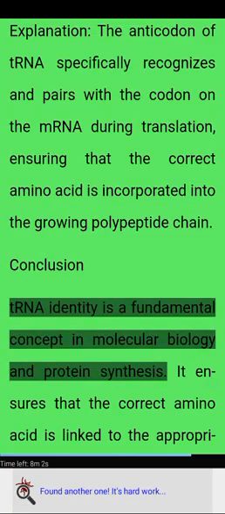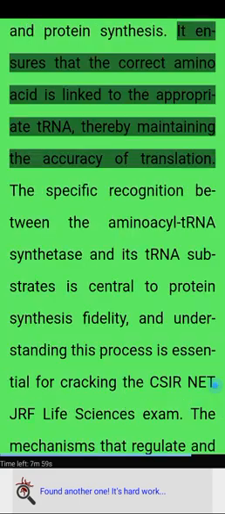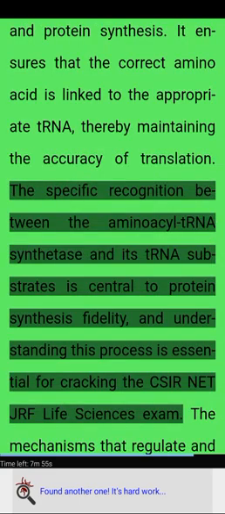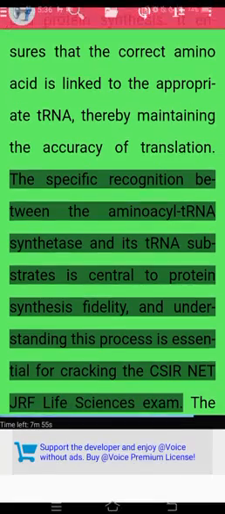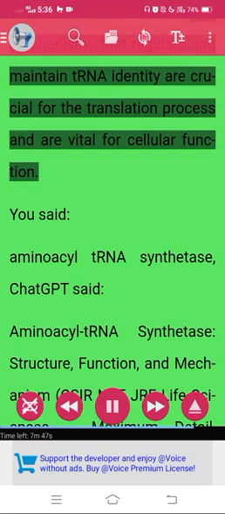Conclusion. tRNA identity is a fundamental concept in molecular biology and protein synthesis. It ensures that the correct amino acid is linked to the appropriate tRNA, thereby maintaining the accuracy of translation. The specific recognition between the aminoacyl tRNA synthetase and its tRNA substrates is central to protein synthesis fidelity, and understanding this process is essential for cracking the CSIR NET JRF Life Sciences exam. The mechanisms that regulate and maintain tRNA identity are crucial for the translation process and are vital for cellular function.